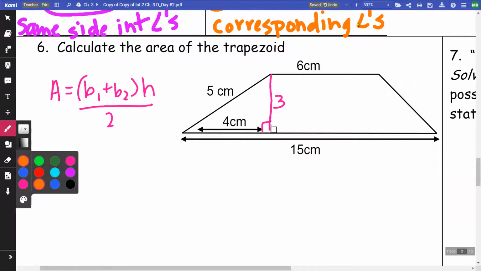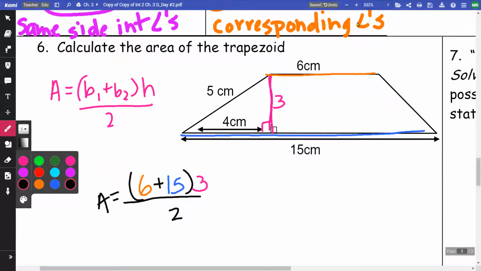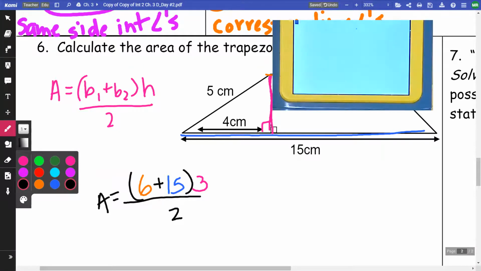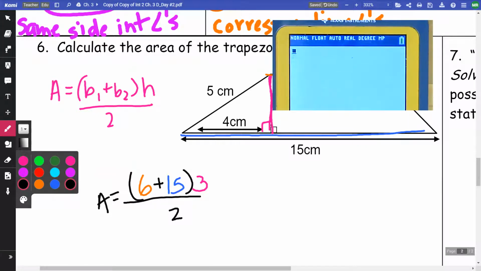So what I'm going to do is take this B1, which is 6, and add it with this entire base here, which is 15. And then I'm going to times it by the height here, which is 3, and divide it by 2. And that's going to give me my area. So I'm going to do alpha y equal. I'm going to enter this in. So I'm going to have 6 plus 15 in parentheses times 3 divided by 2. And I end up with 63 over 2.